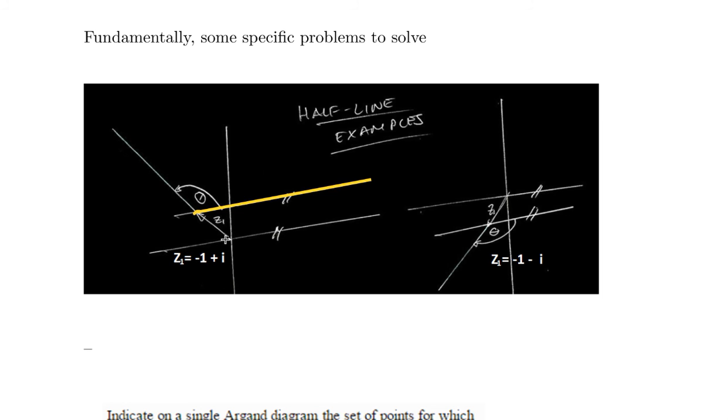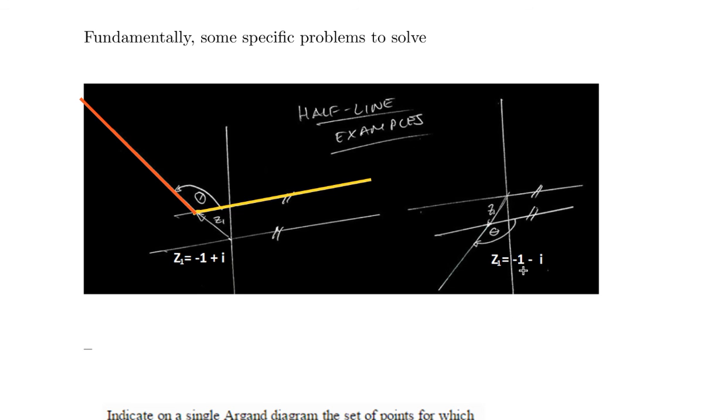Then you know Z1 is minus 1 plus i. You produce a line horizontal to the real axis. You map out 120 degrees. Therefore, the half line must be this here, and Z could be anywhere along that half line.